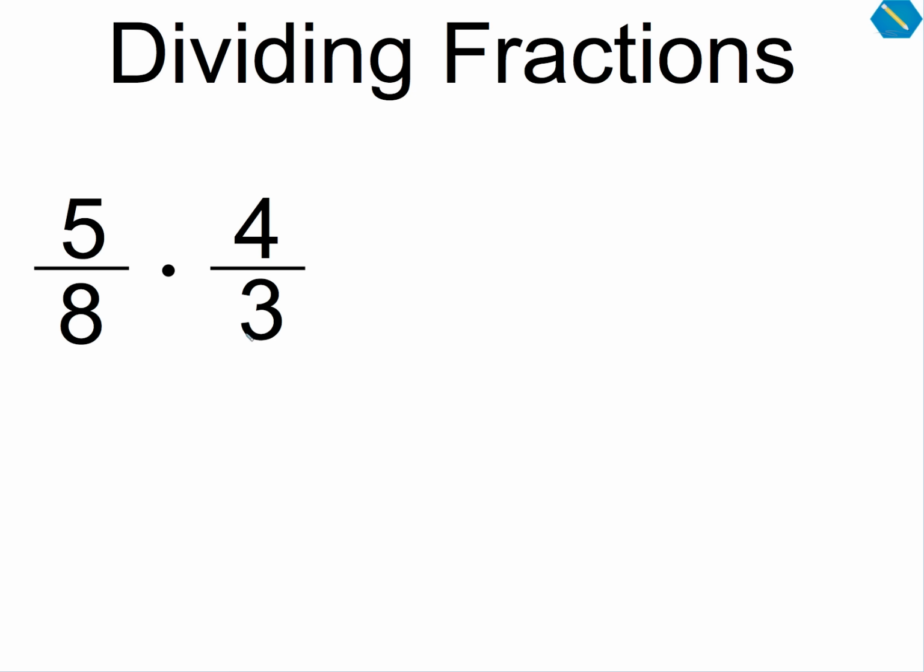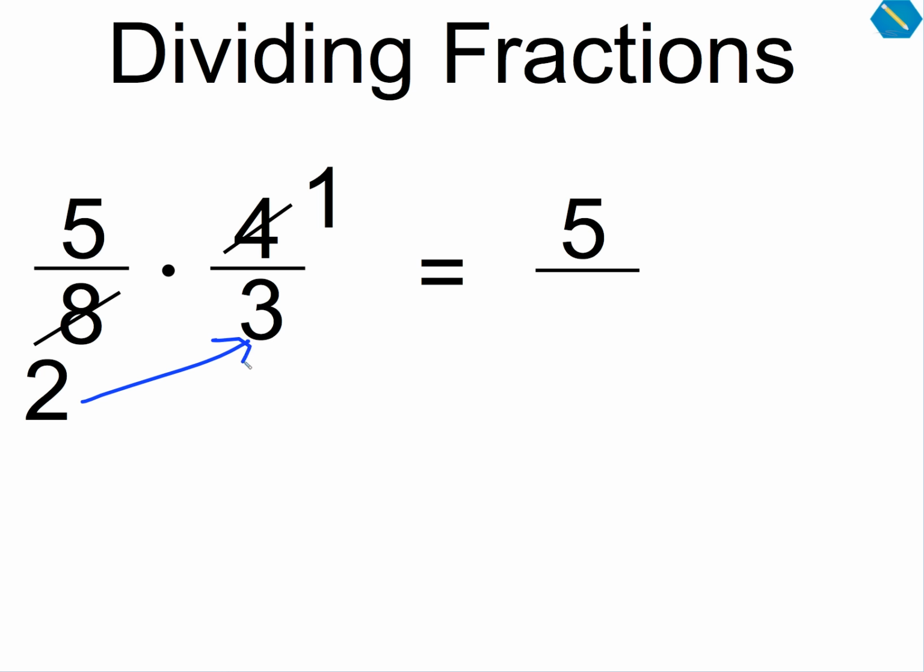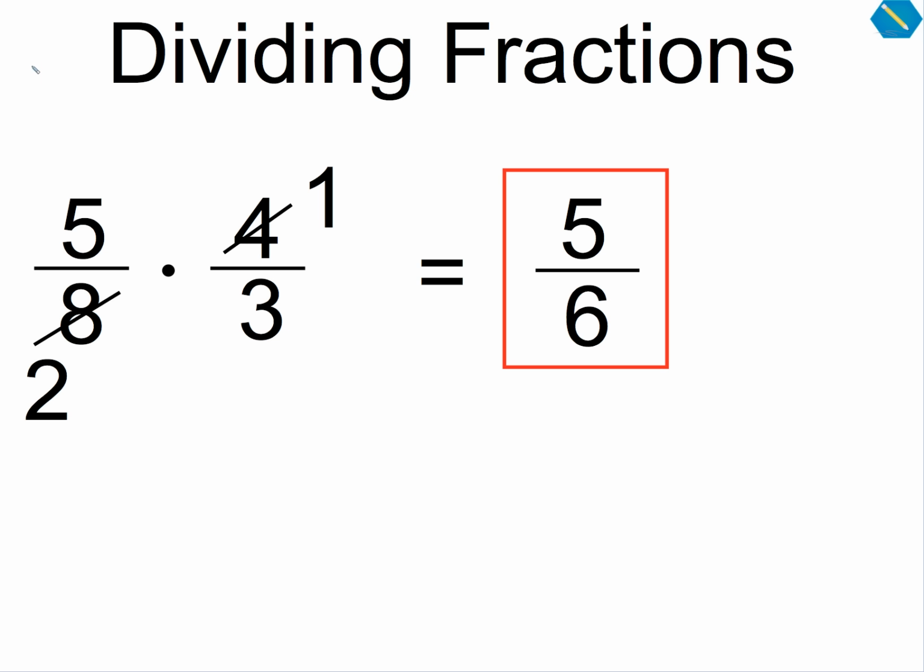Just to refresh your memory again, you could do the same thing. Once you change it to a multiplication problem, if you prefer to simplify first, you could do that as well. So look at the 5 and the 3. The only common factor is 1, so we cannot simplify. Look at the 4 and the 8. They both have a common factor of 4, so we could divide both of these by 4. 4 divided by 4 would be 1, and 8 divided by 4 would be 2. So now I'll multiply 5 times 1, which is 5, and 2 times 3, which is 6, and we get 5/6. Same answer, just depends whether you prefer to multiply then simplify or simplify then multiply.